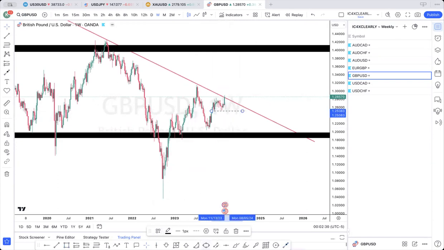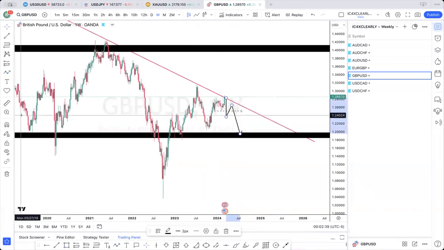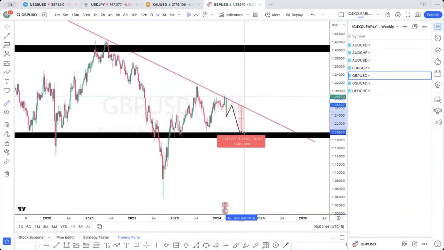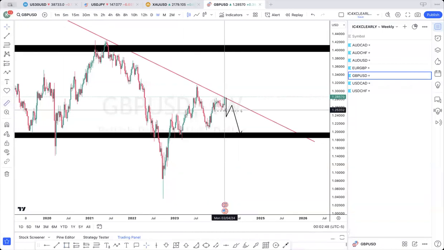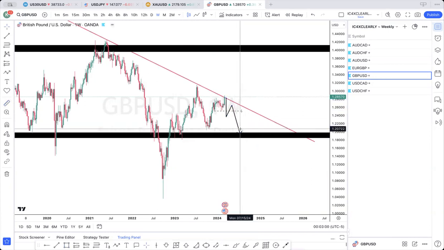then I would expect, so if price breaks, we look for the pullback and then sell down to this zone. And that would be approximately 600. We're going to go with 650. Okay, 650 pips from that zone here.